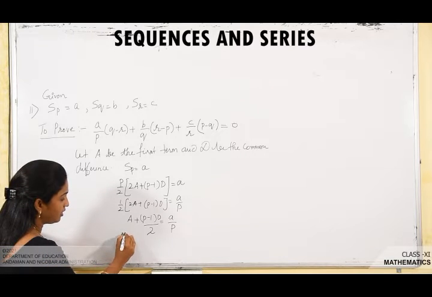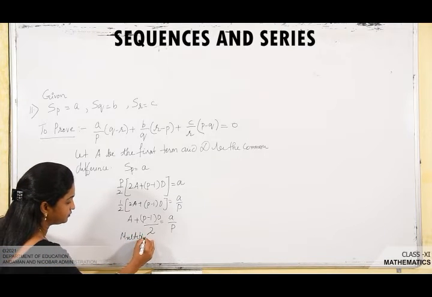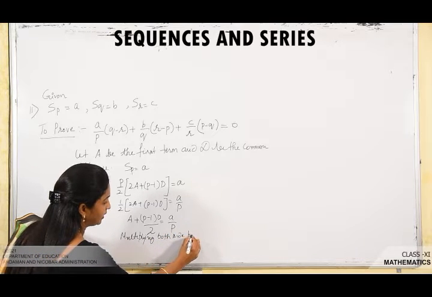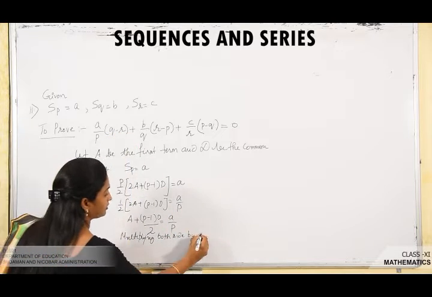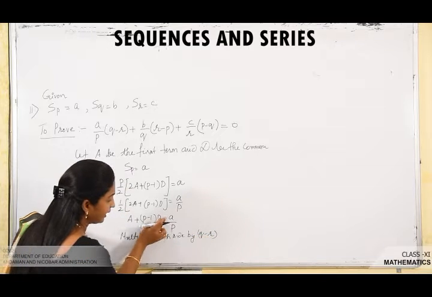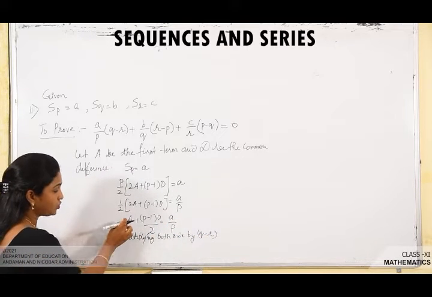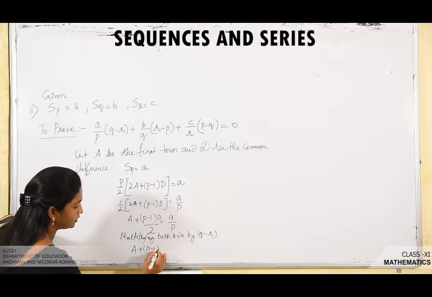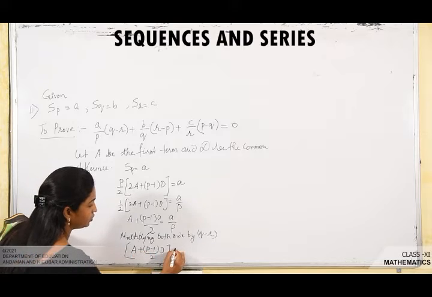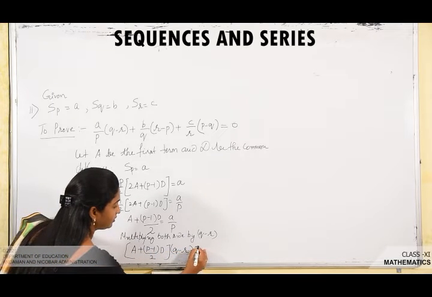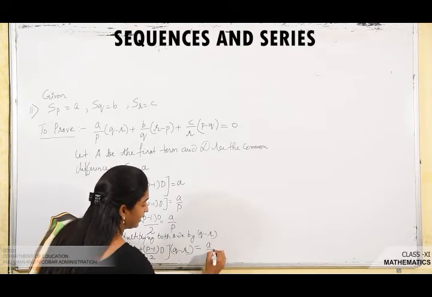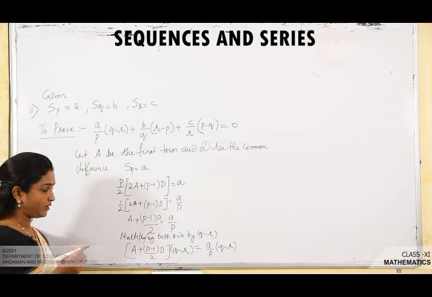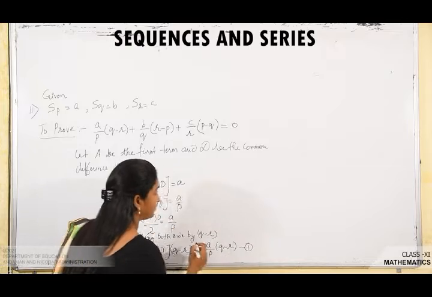After that, multiplying both sides by Q minus R, because we need A by P into Q minus R. So what you will get finally, A plus P minus 1 by 2D into Q minus R will be equal to A by P into Q minus R. Okay, this is your equation number 1.